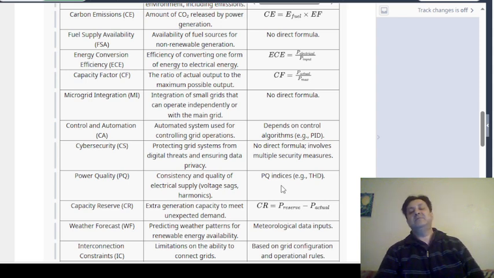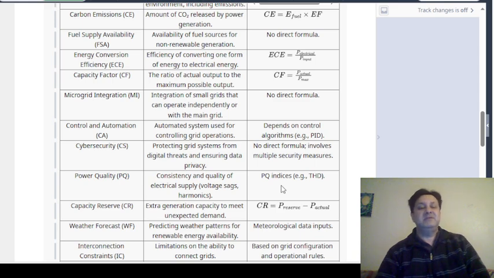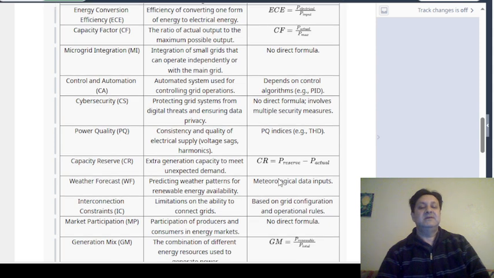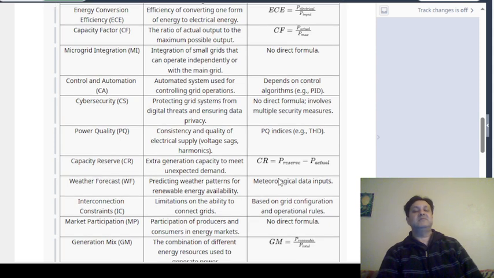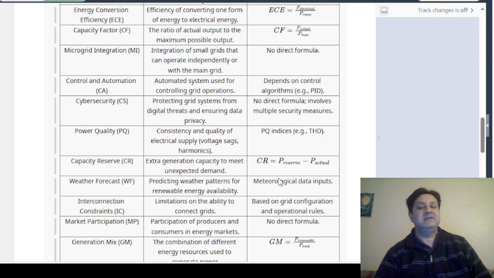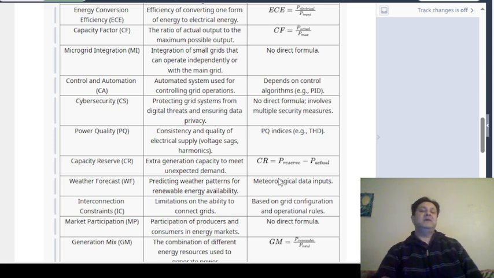Then the control and automation. This is very important for the engineers, for the designers, to make sure that the system is automated and used for controlling grid operations. Because just creating an architecture and laying it out as a smart grid system is one thing, but it's a lot of work to control and automate the system.